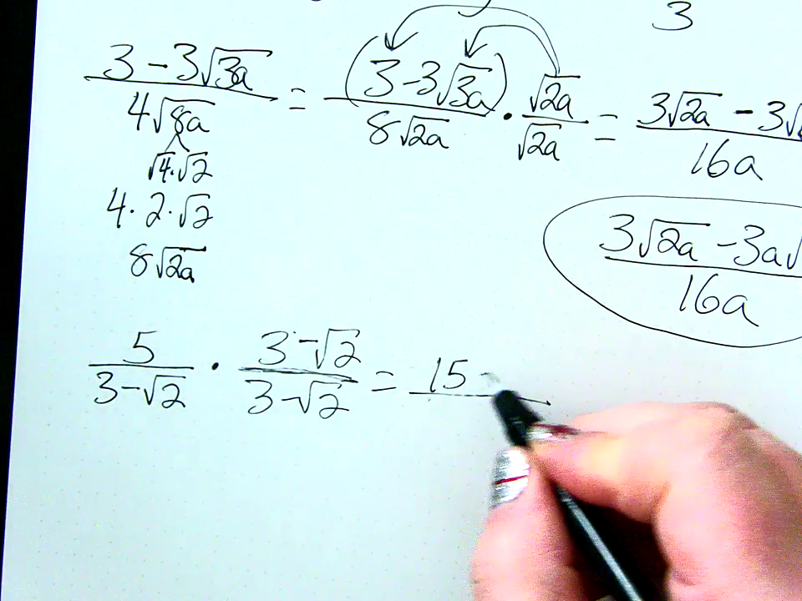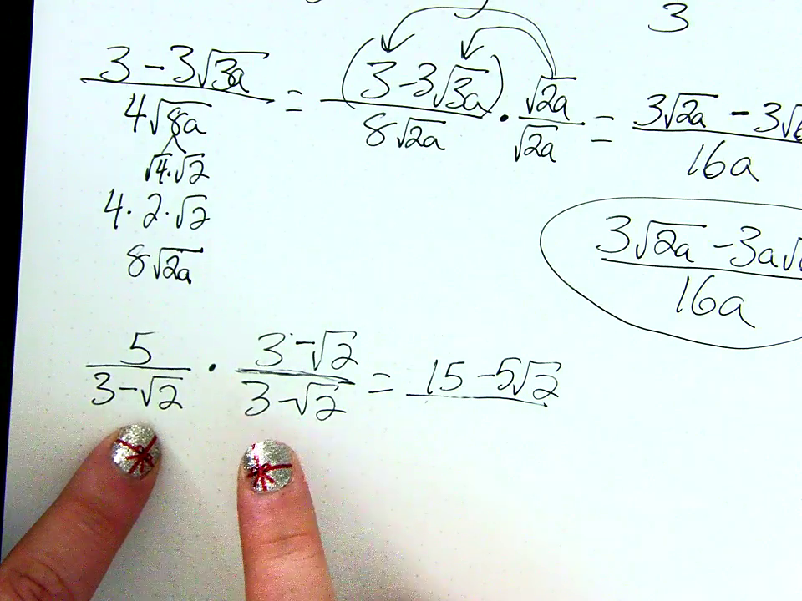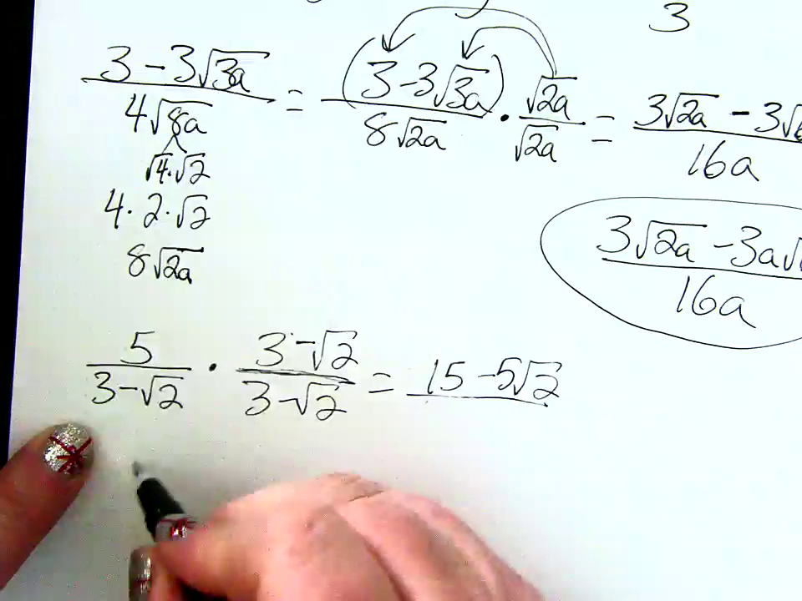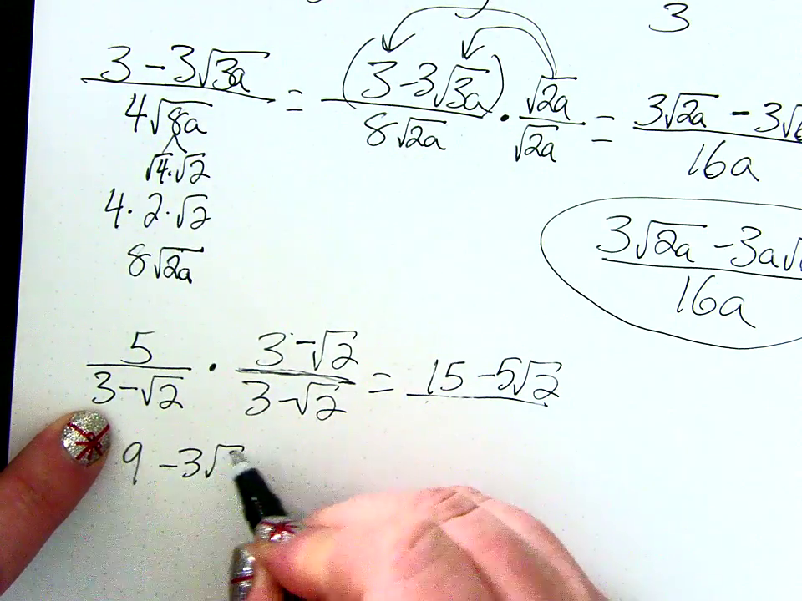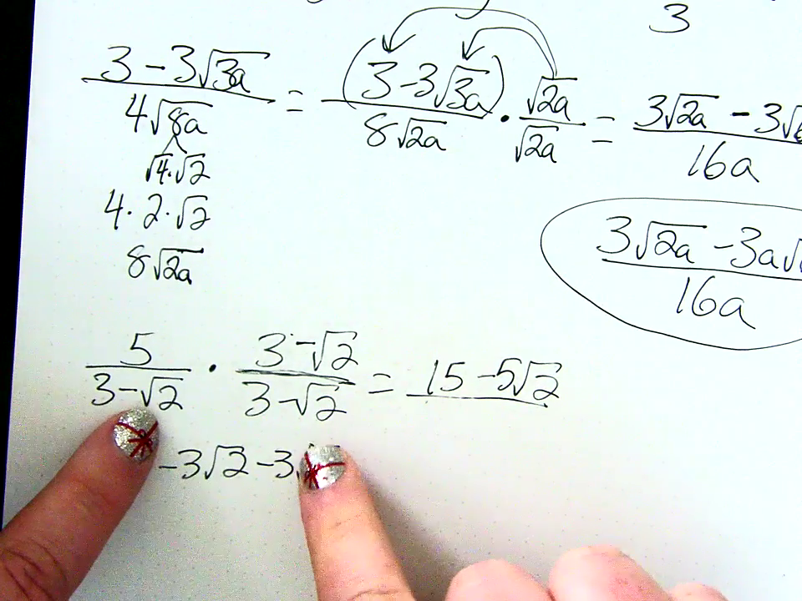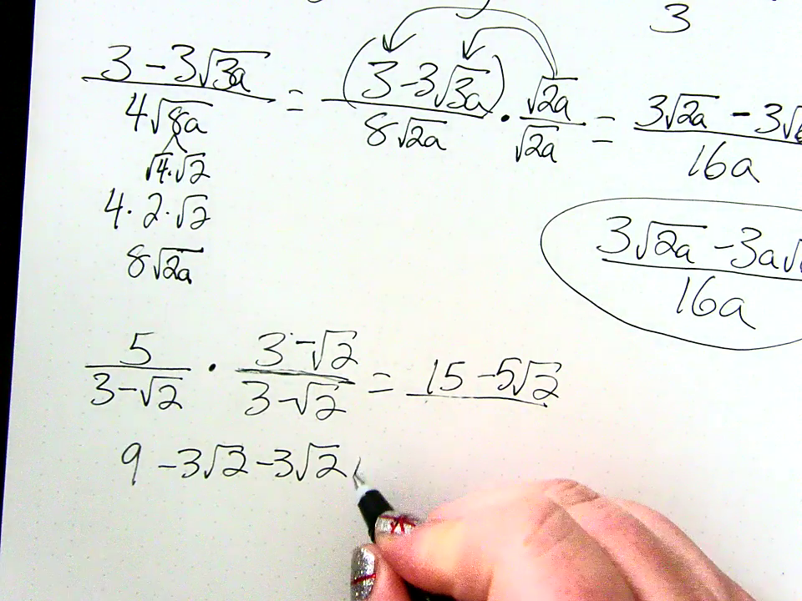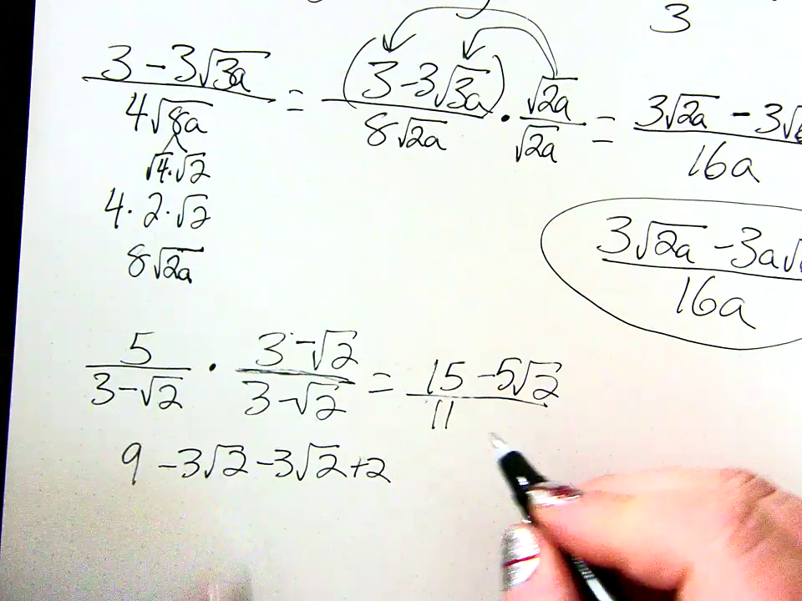So that would get me 15 minus 5 root 2. And then in the denominator, you have a binomial times a binomial. You have to FOIL those together. So first I get 9. Outsides I get minus 3 root 2. On the insides I get minus 3 root 2. And then the last, negative root 2 times negative root 2, is now positive 2. So I'd actually get 11 minus 6 root 2.